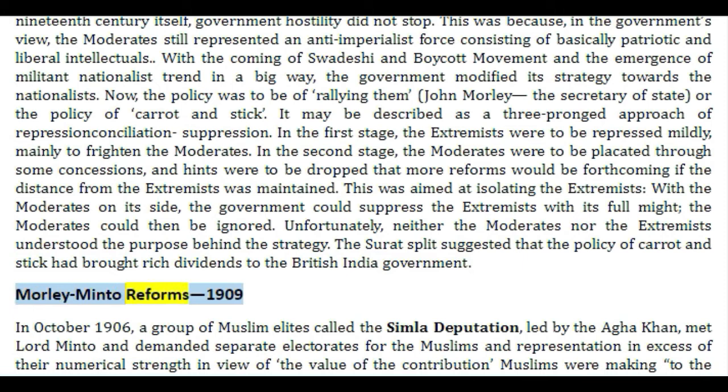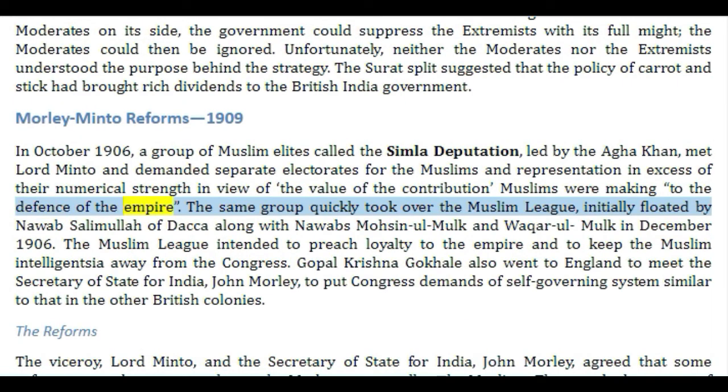Monumental Reforms, 1909. In October 1906, a group of Muslim elites called the Simla Deputation, led by the Agha Khan, met Lord Minto and demanded separate electorates for the Muslims and representation in excess of their numerical strength in view of the value of the contribution Muslims were making to the defense of the empire.